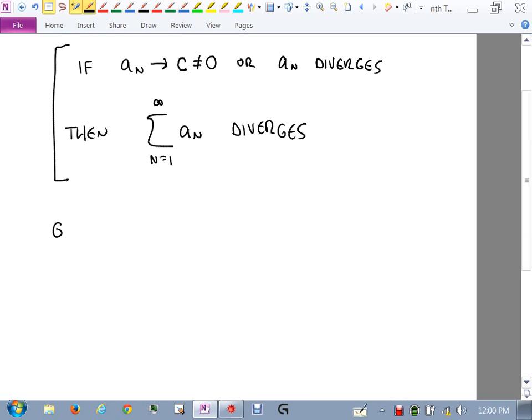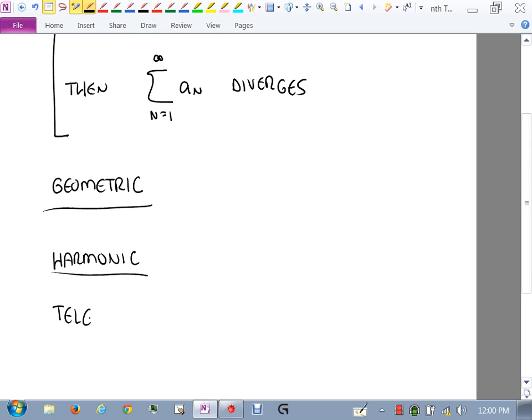Then you have geometric. I'm not going to write it out again. After geometric, you have harmonic. And then you have telescopic. Right? Geometric series can converge or diverge, right? It depends on r. Harmonic always diverges. Telescopic can converge or diverge. It depends also. And that one you have to just grind the answer out by finding the pattern.